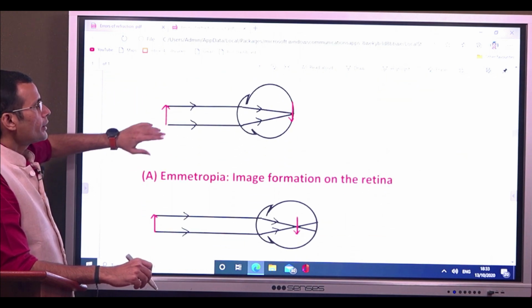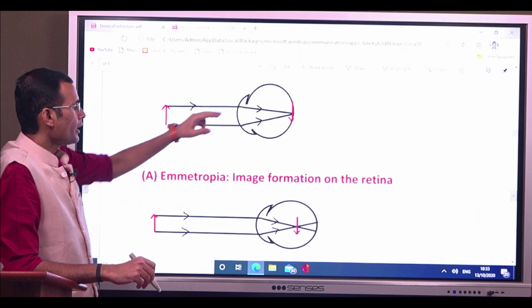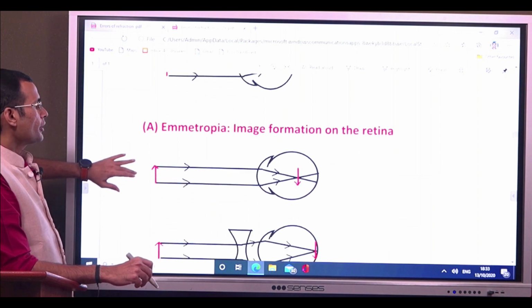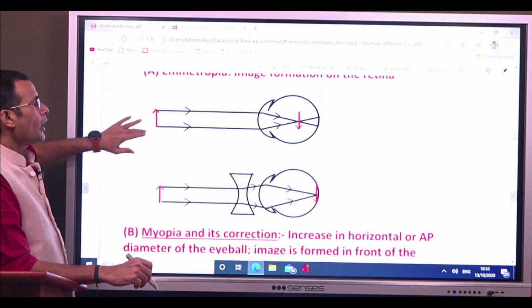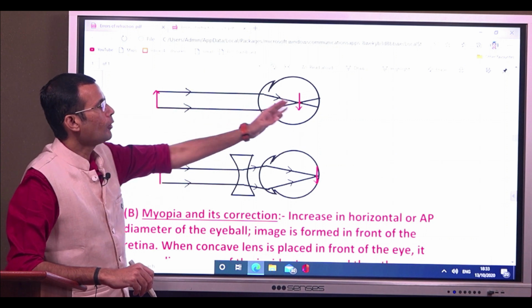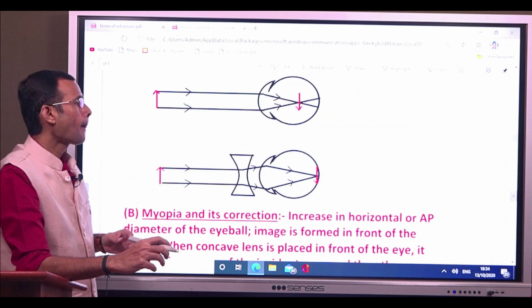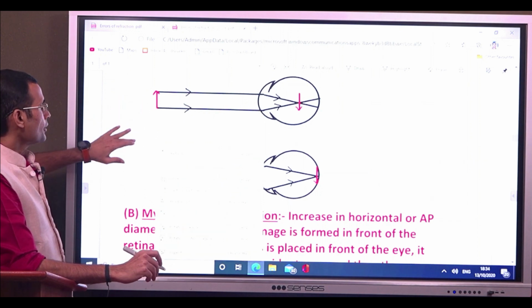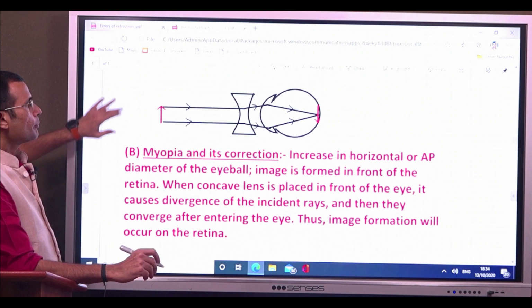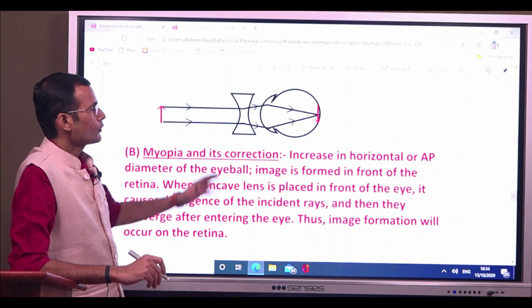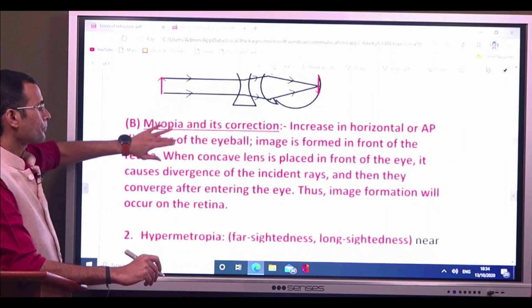So here is the normal eye, the emmetropic eye, image formation on the retina. Then the myopic eye, image forms in front of the retina because anterior-posterior length of the eyeball has increased, and the correction is by the concave lens placed. So there is divergence of the light rays.